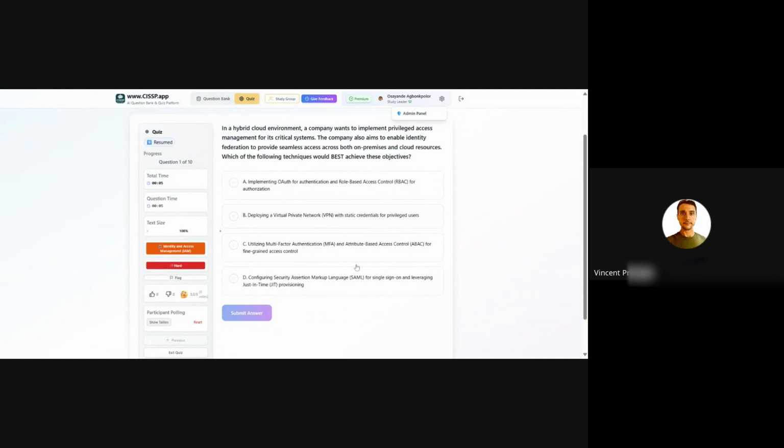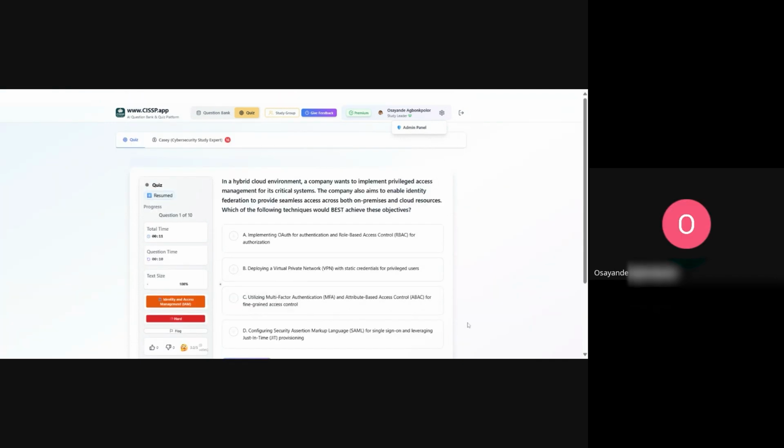So this one's for my management. Okay, yeah, this is from identity. Okay, let's go with this. In a hybrid cloud environment, a company wants to implement privileged access management for its critical systems. The company also aims to enable identity federation to provide seamless access across both on-premises and cloud resources. Which of the following techniques would best achieve these objectives?